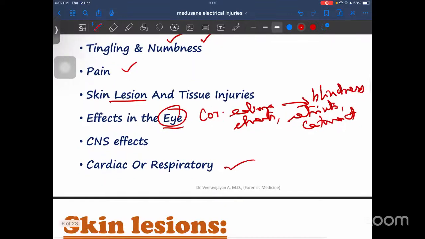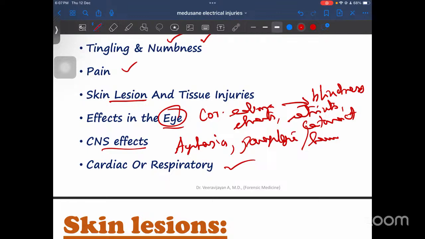Then CNS effects. In the CNS, it may cause aphasia, paraplegia or hemiplegia, sometimes amnesia, even coma.